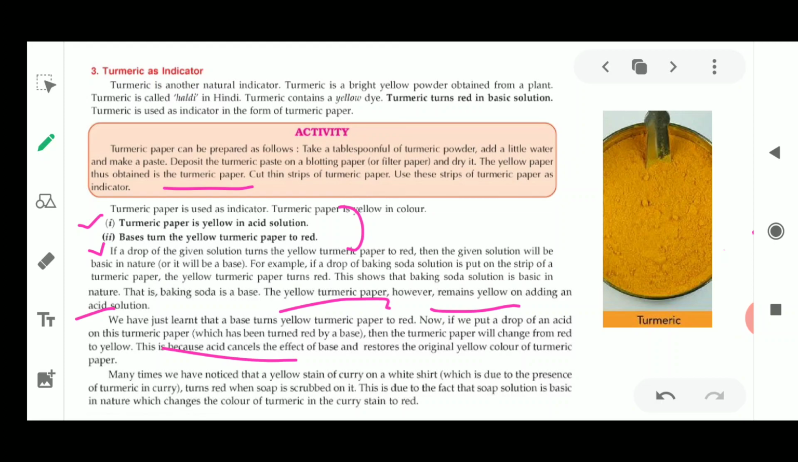Now many a times you have noticed that a yellow stain of curry on a white shirt is due to the presence of turmeric in the curry. It turns red when soap is scrubbed on it. This is due to the fact that soap solution is basic in nature, which turns this yellow color into red color. So this was about the turmeric paper, or the turmeric as an indicator.